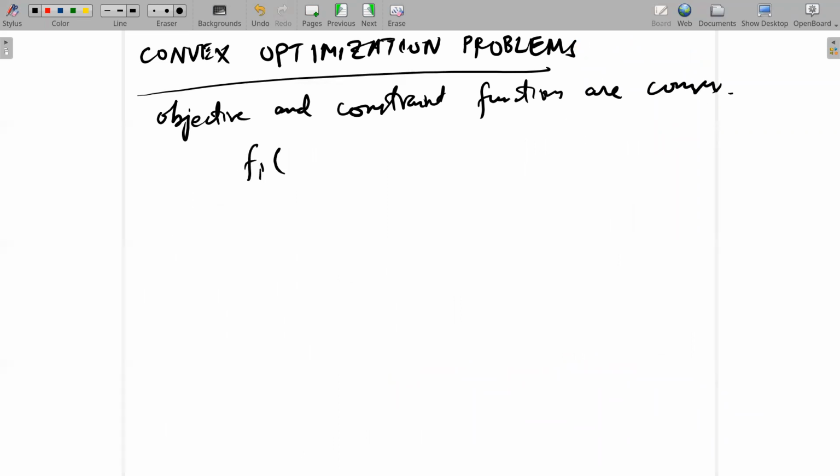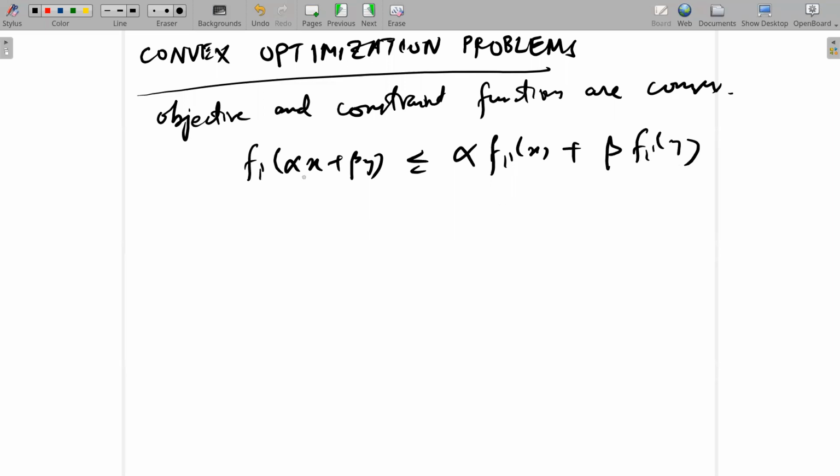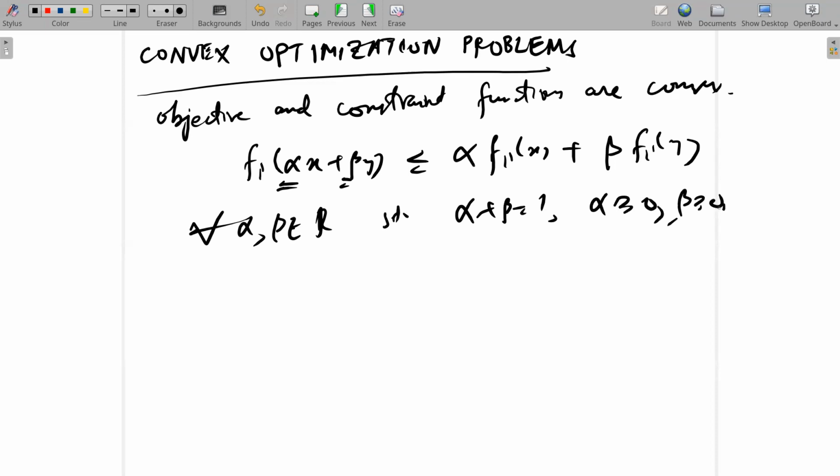That is, you have f_i(αx + βy) ≤ αf_i(x) + βf_i(y) for α, β in R such that α + β = 1, α ≥ 0, and β ≥ 0. So αx + βy is a convex combination. If I evaluate f_i on that, it is less than or equal to the convex combination of f_i(x) and f_i(y). So these objective and constraint functions are convex.